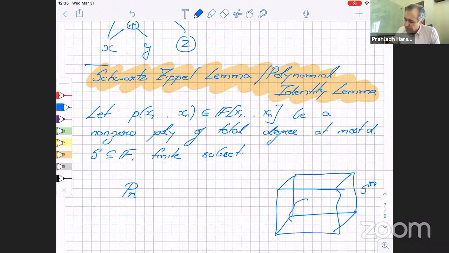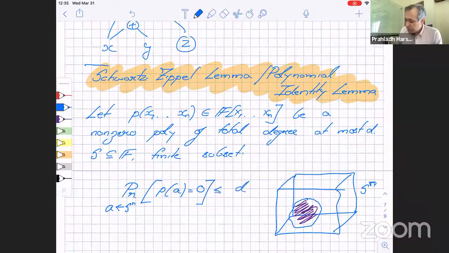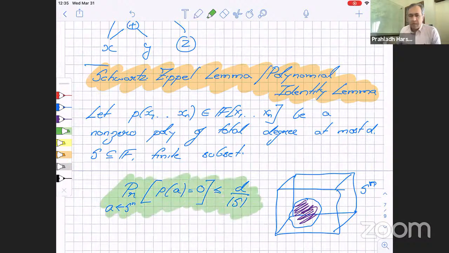And P is, this is the place where P is 0. What we're going to ask is, if I pick a random A in S to the M, S to the N, what is the probability that P of A is 0? I want to claim this is at most D over size of S. Is the statement clear?